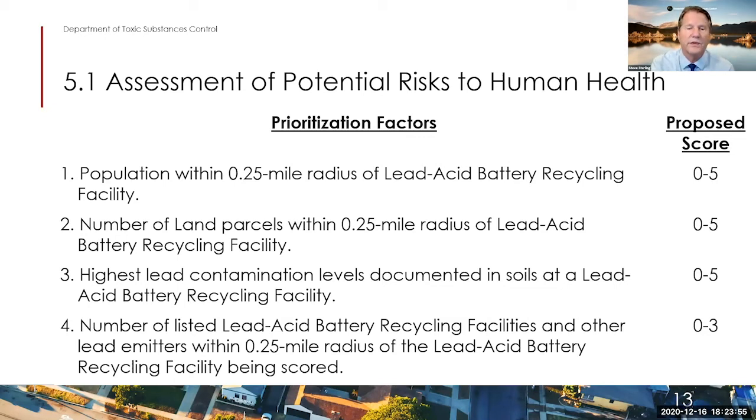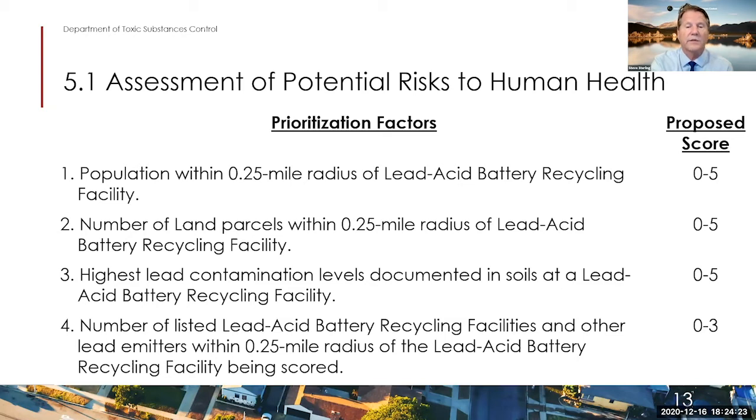On slide 13, we show the first category, assessment of potential risks to human health, which includes the following prioritization factors. First, we use an estimate of the number of people living in close proximity to a lead acid battery recycling facility who might be at risk of being exposed to contamination released from that facility. The greater the population, the higher the score.